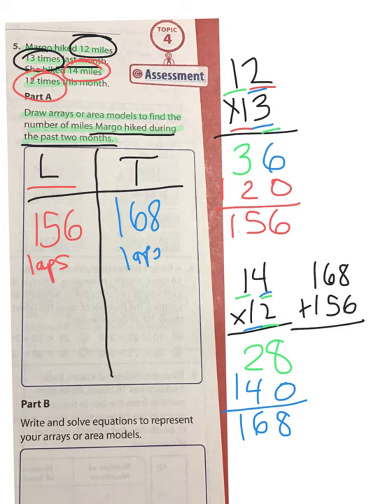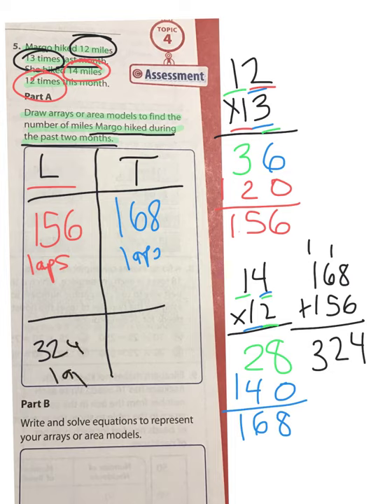8 plus 6 is 14. Put down your 4, regroup your 1. 6 plus 5 is 11, plus 1 more is 12. Put down your 2, regroup your 1. 1 plus 1 plus 1 is 3. So our answer is she hiked a total of 324 laps.